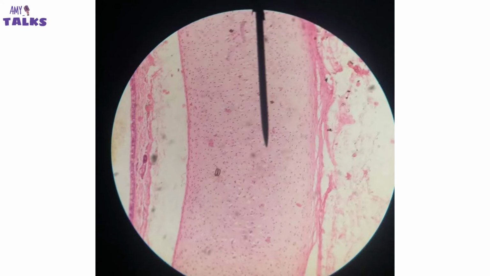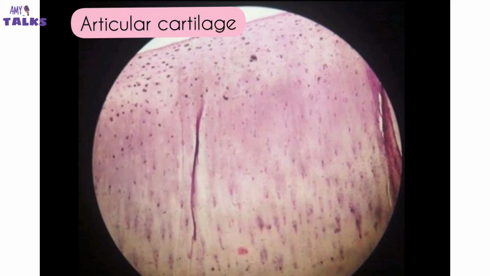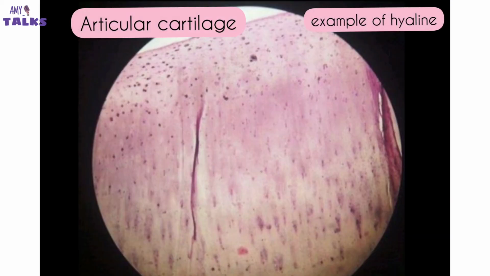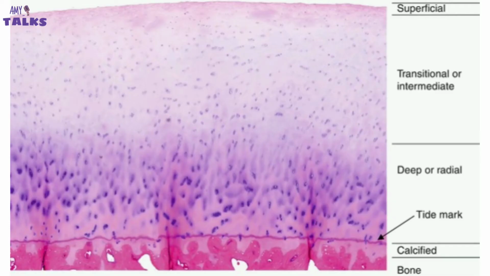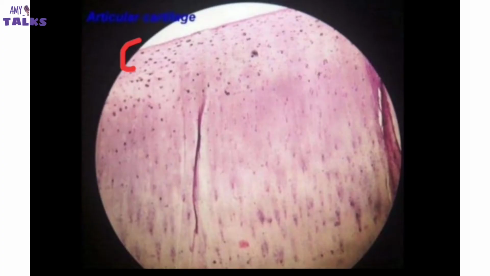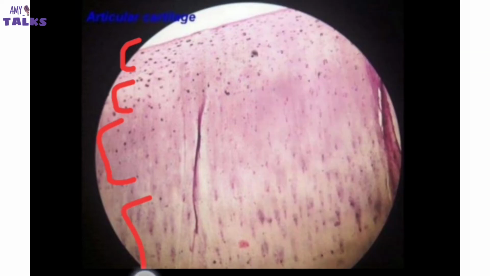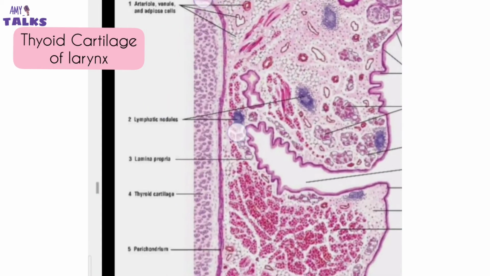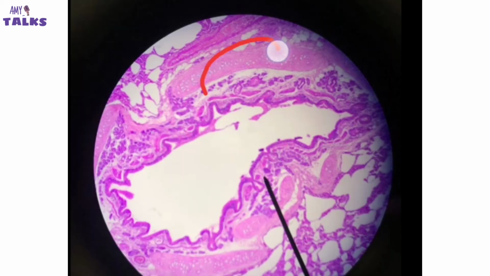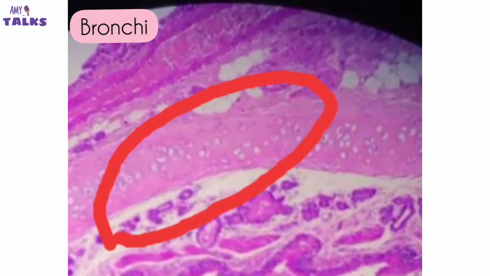So this slide is of trachea. Now coming to the next slide. This is of the articular cartilage. Articular cartilage is found at the ends of bones. So to identify articular cartilage, here you can see in the slide there are different zones. It is divided into 4 zones that are described on the image here. Now coming to the next example. Next example is larynx, then bronchi, and then costal cartilage.